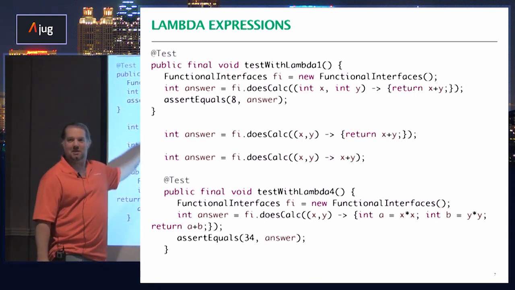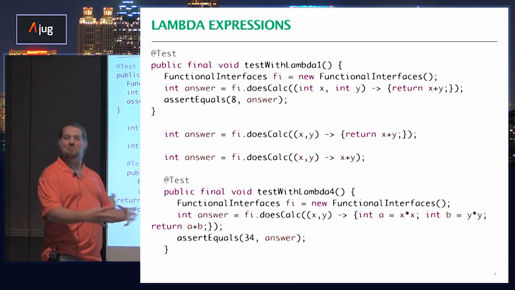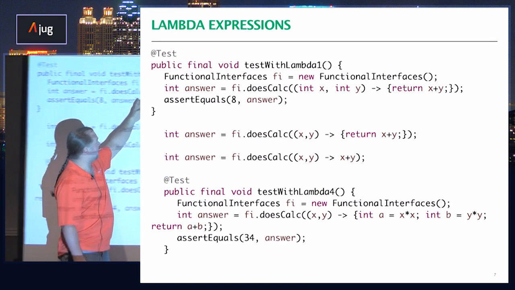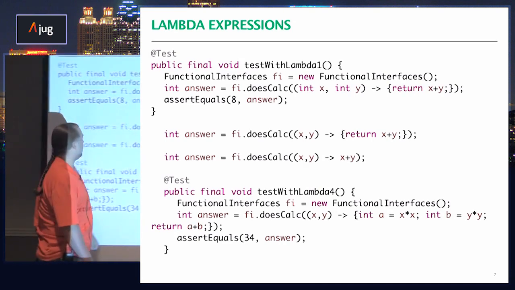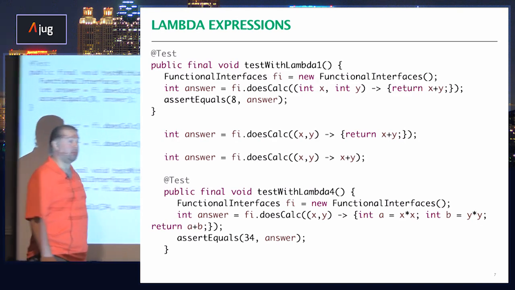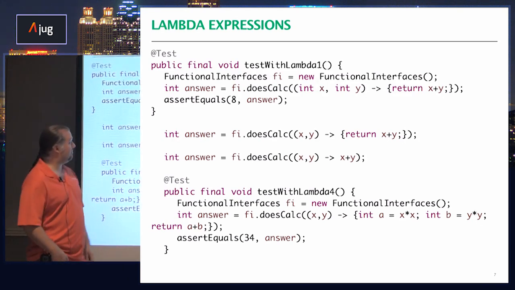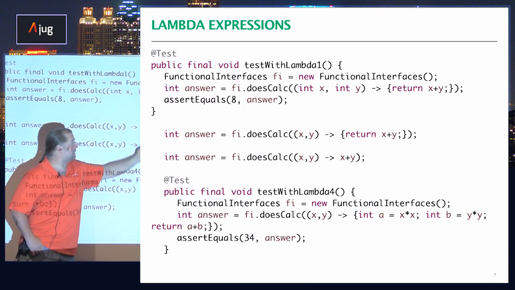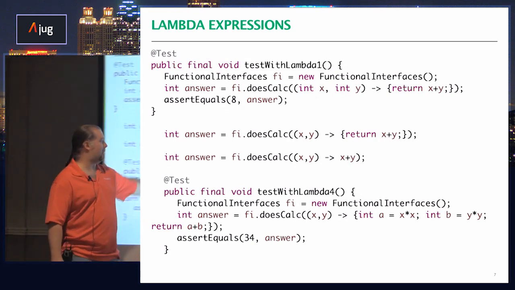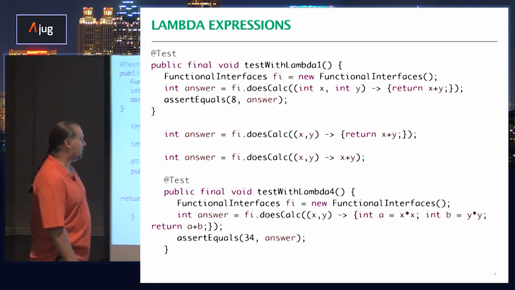And excuse me, this isn't actually code that can compile. I just figured. So we have our original doesCalc with the ints and the return x, y in a block. I could take the types out, just say x, y, and return the block. I could even replace this with an expression. If I were writing the code, I think I would go with this.